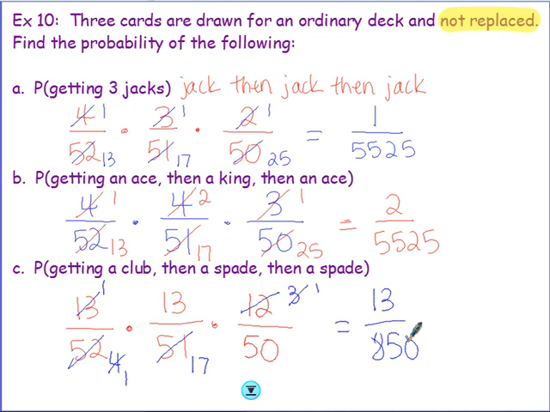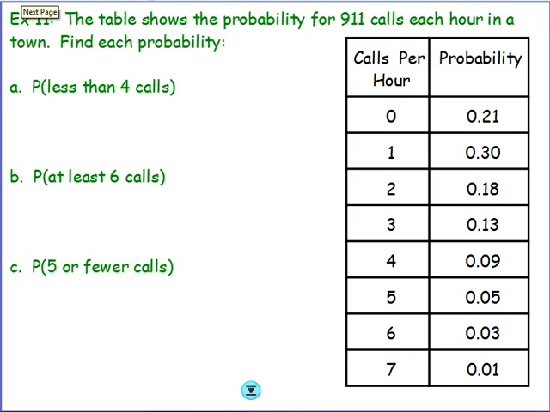We're down to our last example. I know, long list. This is an easy one. This table shows the probability for 911 calls each hour in a town. So it shows how many calls per hour and the probability. We are simply trying to find the probability that there were less than 4 calls. Less than 4 is 3, 2, 1, and 0.